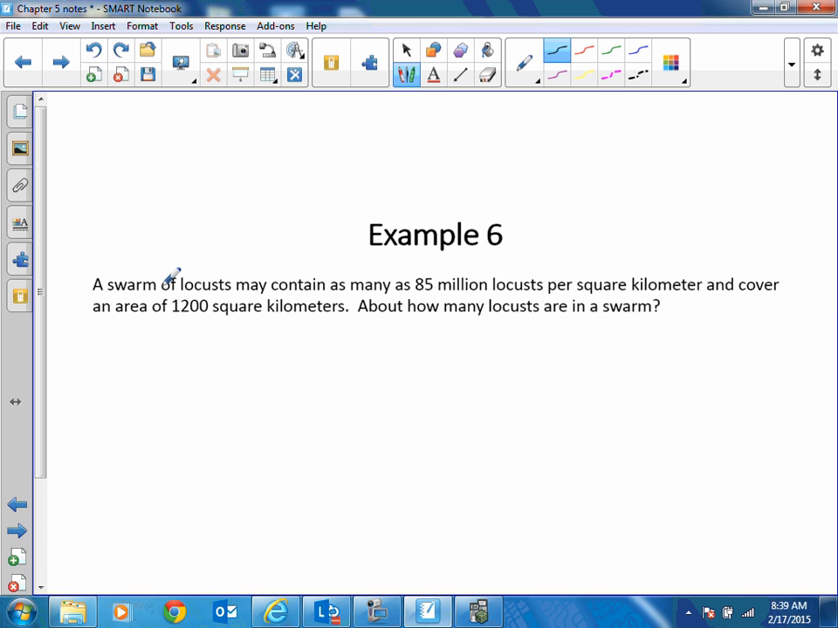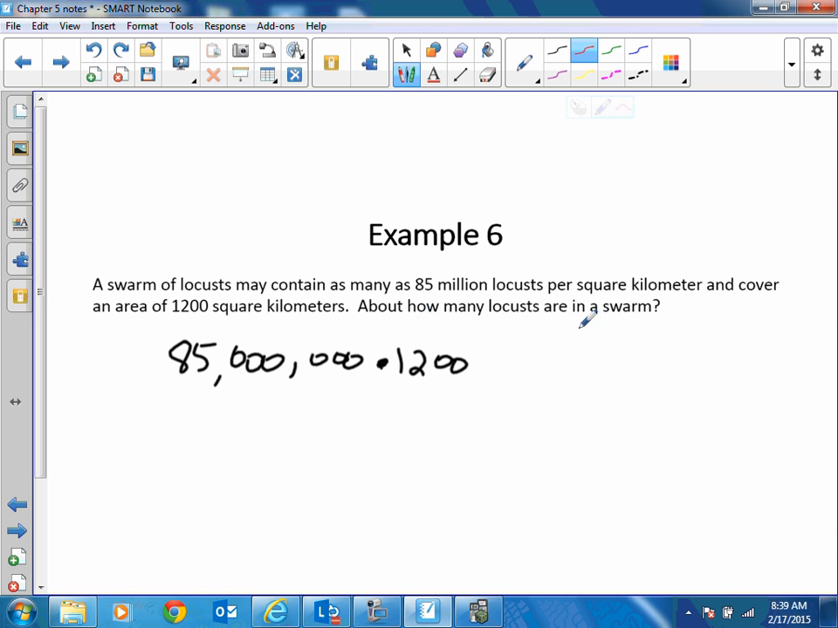Says a swarm of locusts may contain as many as 85 million locusts per square kilometer and cover an area of 1,200 square kilometers. About how many locusts are in a swarm? So 85 million locusts per square kilometer, and there's 1,200 square kilometers. So what we have to do is multiply these two numbers. So 85 million times 1,200.